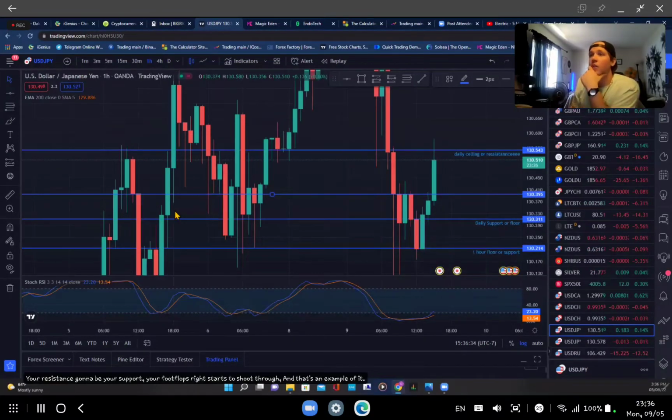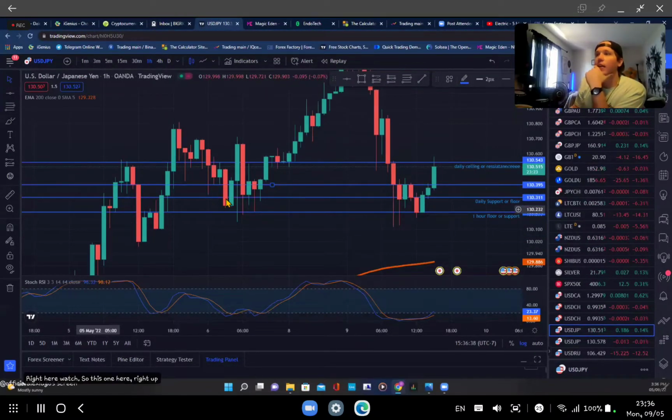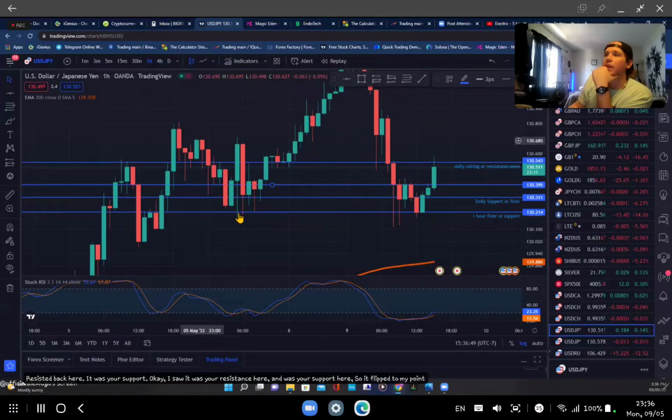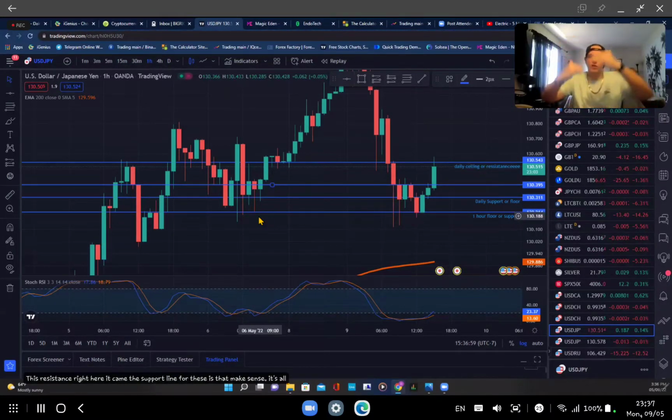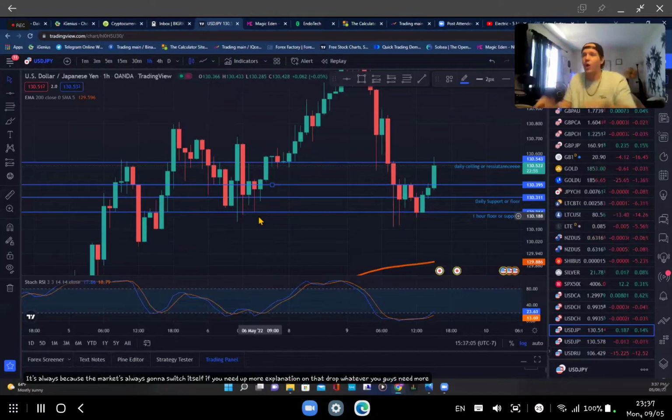Watch. So this one here, right? For a while here, this line was resistance. But back here, it was your support. Okay. So it was your resistance here and it was your support here. So it flipped. It went boom down to here. This resistance right here became the support line for these. Does that make sense? Because the market's always going to switch itself. If you need more explanation on that, whenever you guys need more explanation, just put a 1, okay?